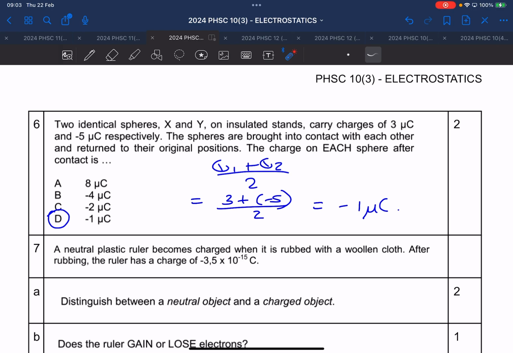Okay? So when we say respectively, we mean that X is 3 and Y is 5. That's what we mean with respectively. Relating separately to each of those in question. So we could have written X, which is 3 microcoulomb, and Y, which is negative 5. Or they can say X and Y, respectively 3 and negative 5.